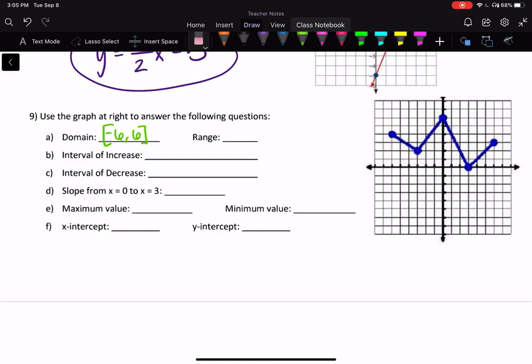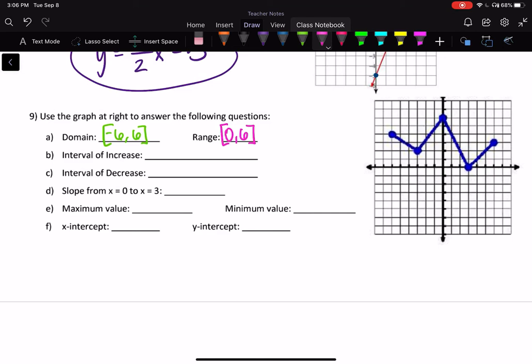Now I need to find my range. That's going to be my y values. My smallest y value is 0, and it goes up to 1, 2, 3, 4, 5, 6. And since I have solid points at both of these, I am going to use brackets again.